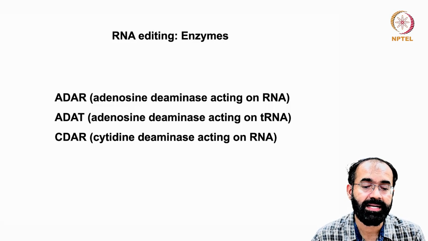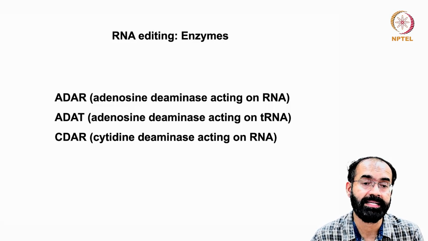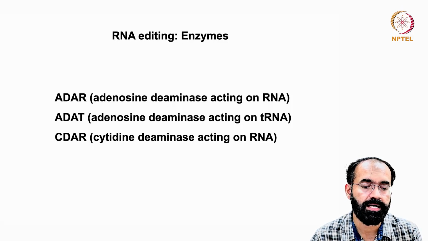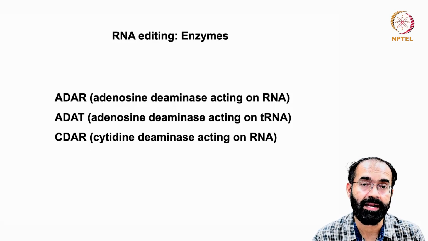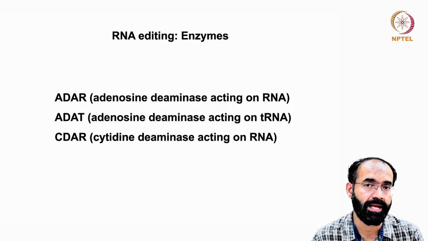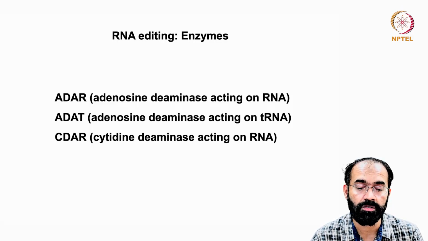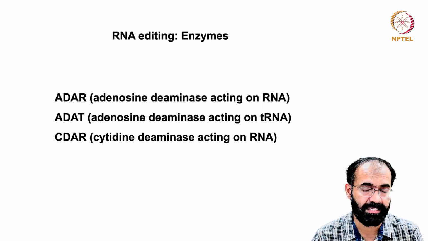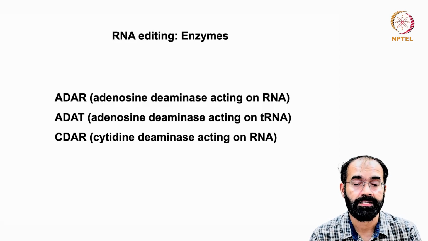Now let us see RNA editing enzymes. What are the RNA editing enzymes? We can have an acronym ADAR. What is ADAR? Adenosine deaminase acting on RNA. What is ADAT? Adenosine deaminase acting on tRNA. CDAR, cytidine deaminase acting on RNA. So these are some short forms. What it indicates is ADAR can act on RNA, whereas ADAT can act only on tRNA, not acting on other RNA. And CDAR can act on any RNA. So there also, while using these enzymes, it can bring in specificity.